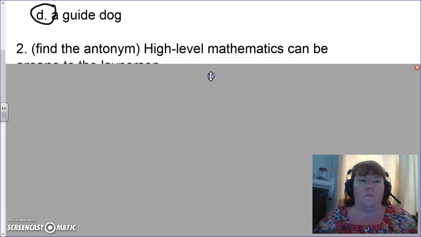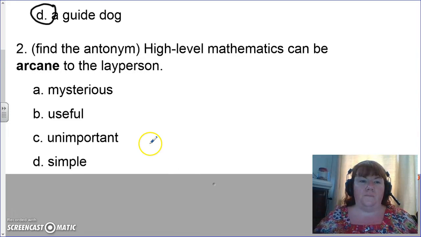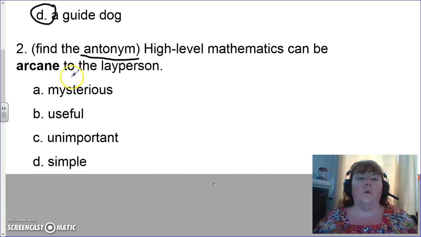Now, the second multiple choice question is also a vocabulary one. Now, in this style, you'll notice that in the parentheses at the beginning, I will label it as find the antonym or find the synonym. That means that for the vocabulary word that is in bold, from the choices, you need to find the antonym. And it's not just the antonym in general, but the antonym to how it's used within the sentence.